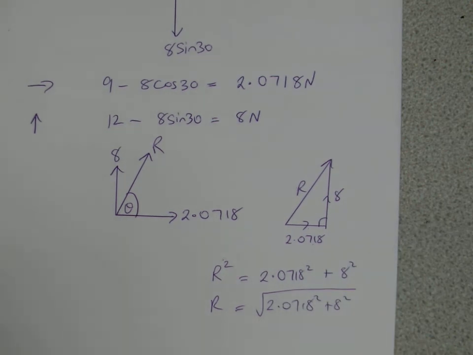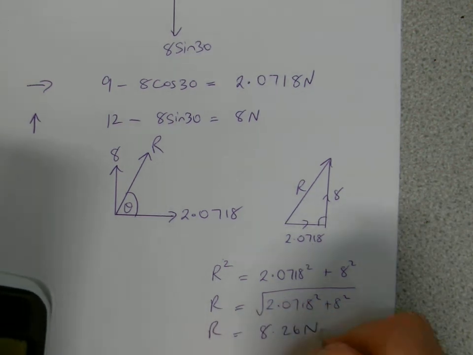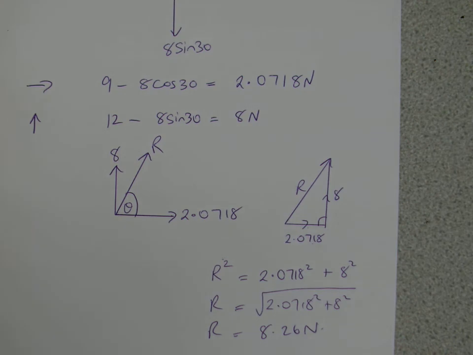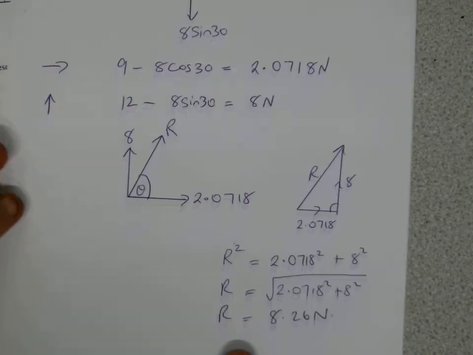Okay, so let's get my calculator. And I get R to be 8.26 newtons. Go for 2 decimal places there, right? The question doesn't say anything, does it? No, two decimal places is fine.